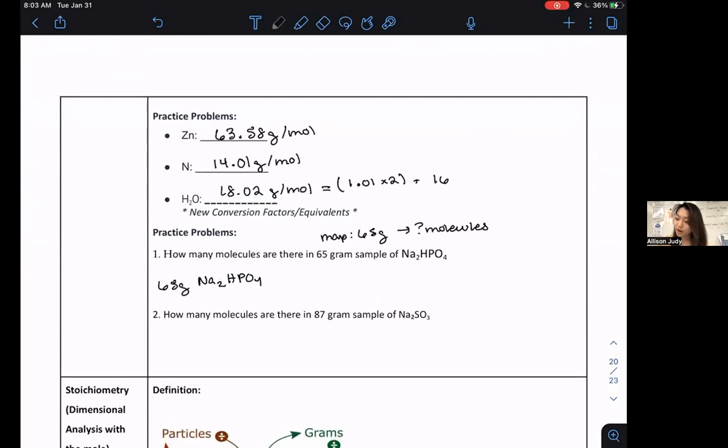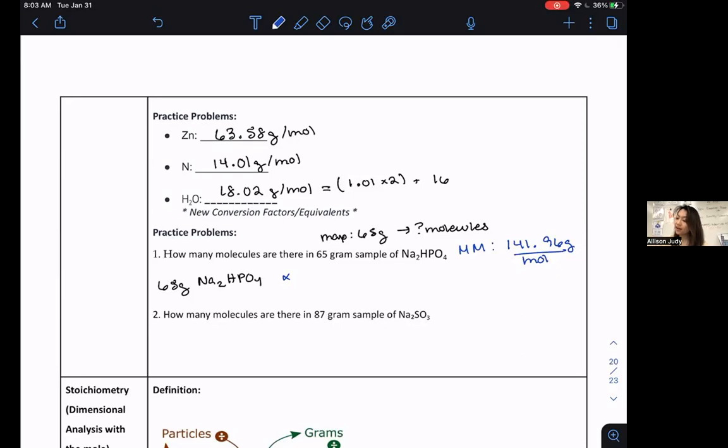First and foremost, I'm going to use the molar mass of Na2HPO4. The molar mass of Na2HPO4, I'm going to write as capital MM for molar mass, is going to be about 141.96 grams per mole. Now, that's how you would write molar mass. It has to be grams over moles.